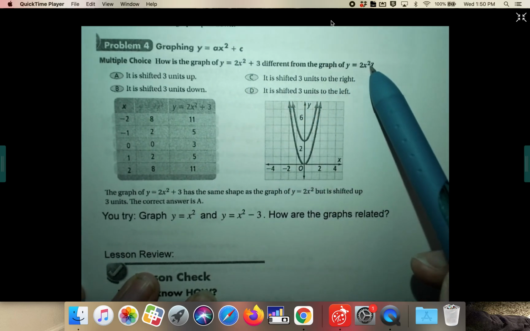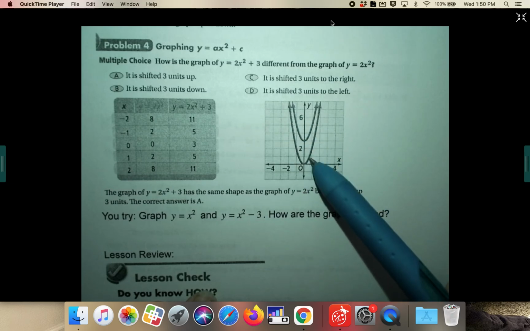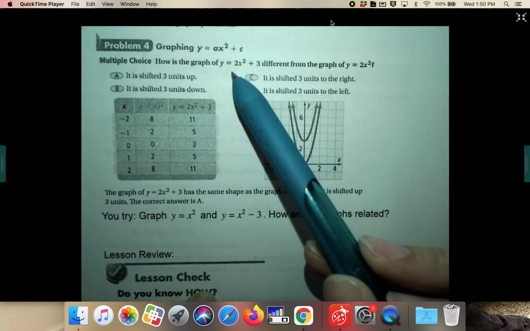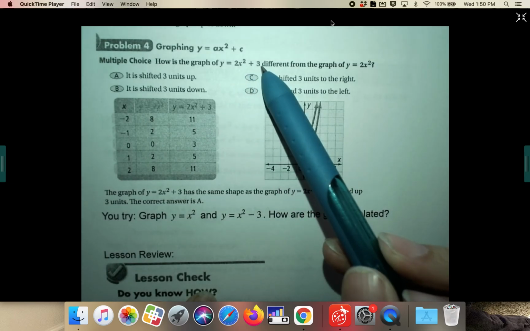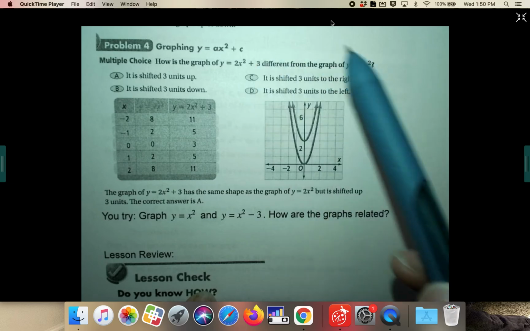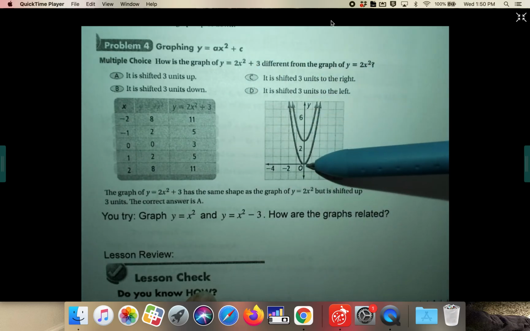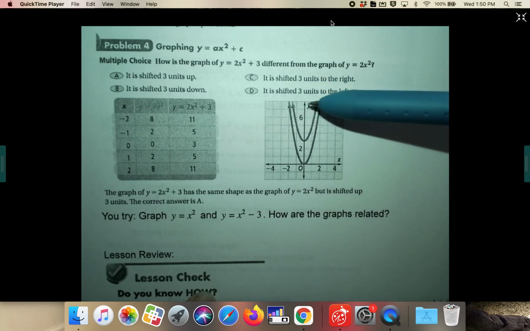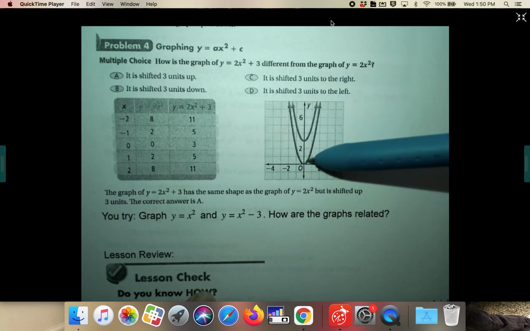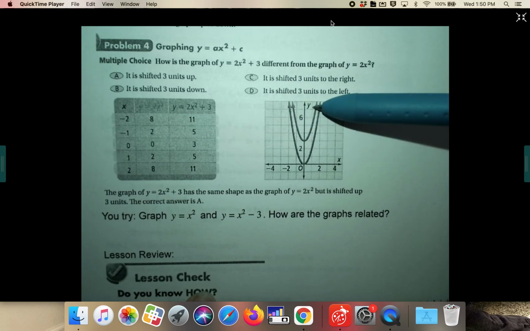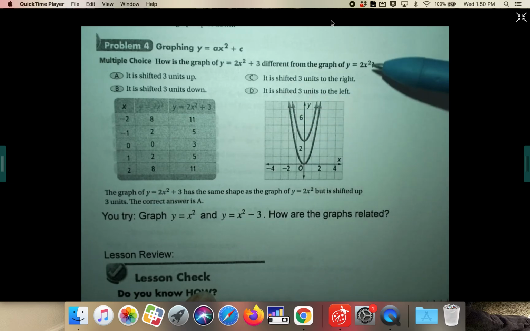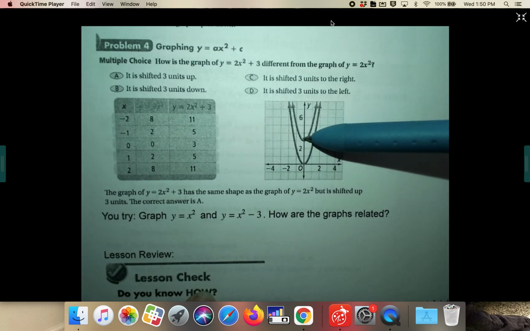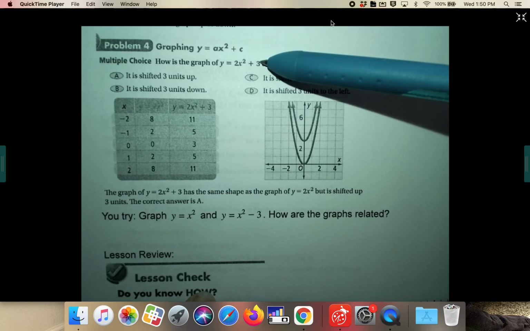They took 2x squared and they graphed it. Here it is. It's stretched kind of skinny because it's just 2x squared. And then they did 2x squared plus 3. 2x squared looks the same as 2x squared, but look what happened to it. It shifted up 3. So it's still the same parabola. It's still the same skinniness. It's still narrow. However, instead of starting at 0, like 2x squared does, it starts up 3 on the y-axis because it was plus 3.